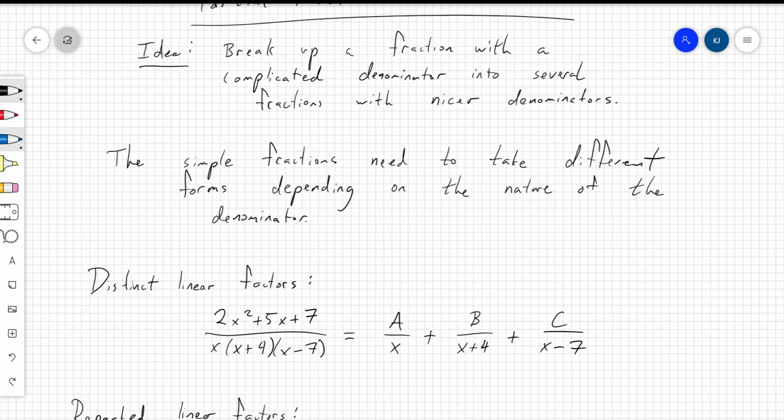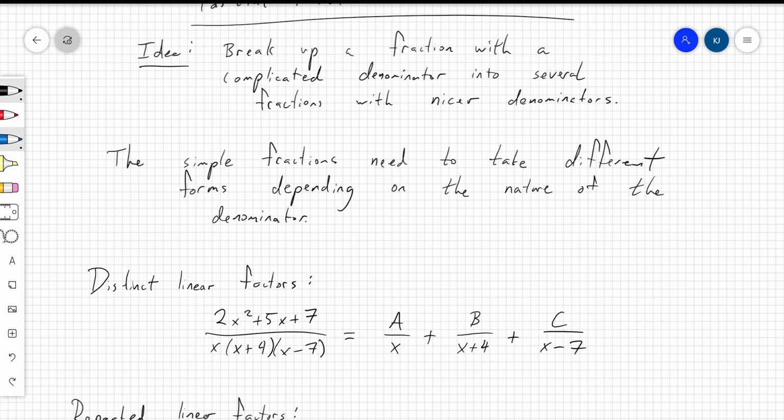The first is if you have distinct linear factors in the denominator. So the only thing that we really have to worry about in the numerator is that, remember, we want the degree in the numerator to be smaller than the degree in the denominator. In this case, the degree of the numerator is 2, the degree of the denominator is 3. So the denominator wins, and that's what we want. So we want that denominator to have a bigger power than there is in the numerator. And when that's the case, you can do this splitting.